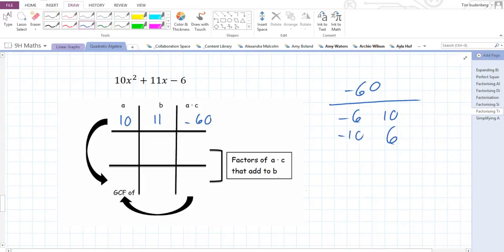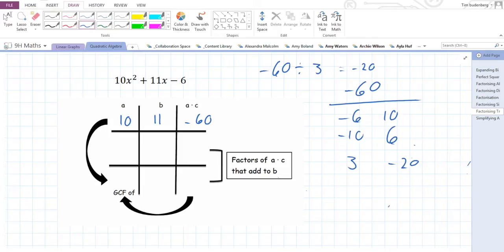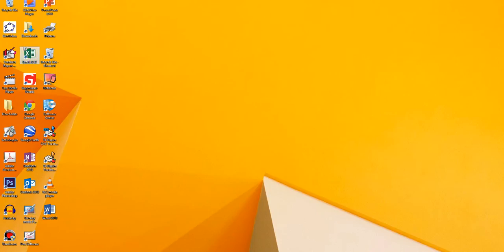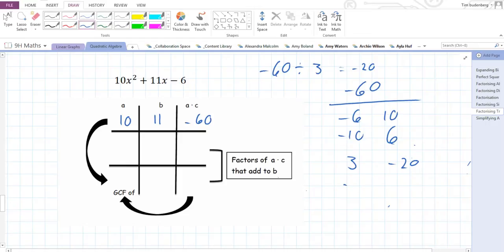You can search on your calculator, and to do that, you'd simply type in negative 60 divided by some number. Let's say you divided it by 3. The answer would be negative 20. Then you'd know that 3 and negative 20 are also factors. You'd have to do a bit of searching, but eventually you'd find that negative 4 and positive 15 multiply together to make negative 60. All right, so negative 4 and positive 15 go in here. They multiply to make negative 60, and they add to 11.